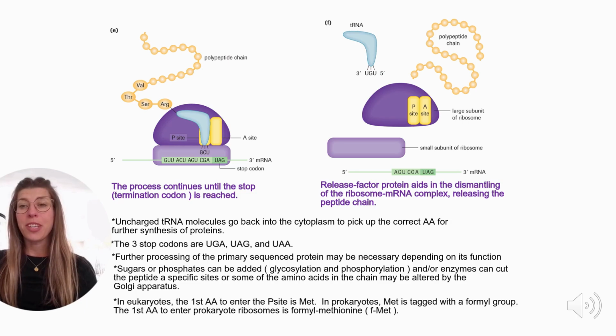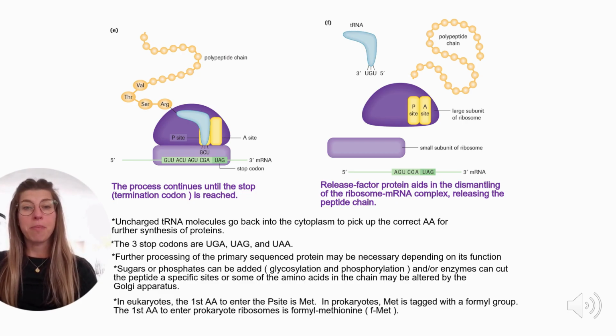This process continues until the ribosome reaches the termination codon, that stop codon. And then release factor proteins will aid in the dismantling of the ribosome-mRNA complex, releasing that final long polypeptide chain. So uncharged tRNA molecules will go back into the cytoplasm to pick up the correct amino acid for further synthesis of proteins. The three stop codons, as mentioned before when we looked at that table, are UGA, UAG, and UAA. It's important to know the stop codons, as well as the start codon, the universal start codon.